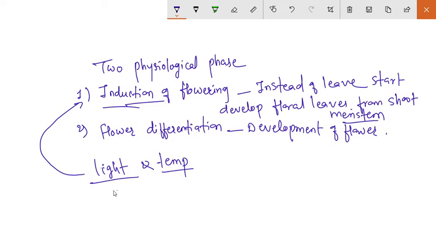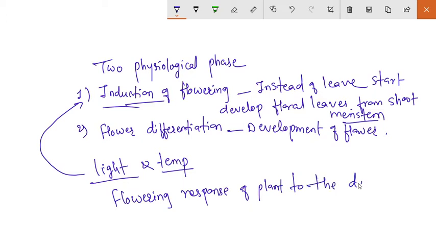The flowering response of the plant to the day length is known as photoperiodism.